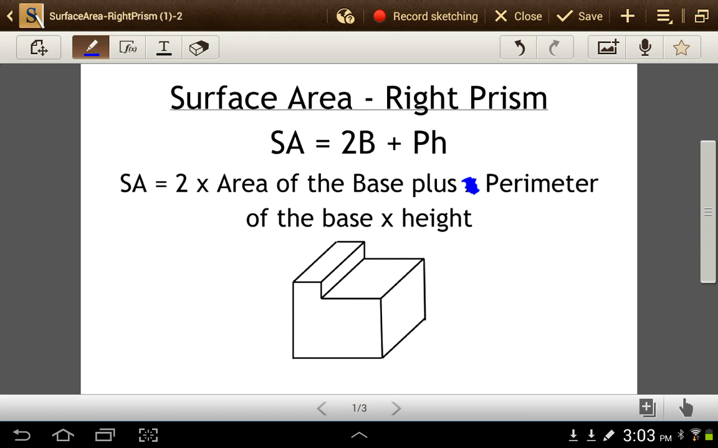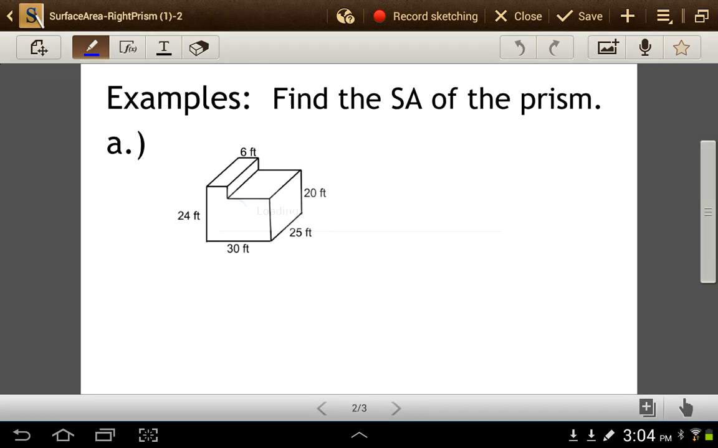I'm going to go on to my examples. In our first example, we're going to find the surface area. First thing I have to do is find the area of the base. You always have to find the area of the base first in order to use this formula.